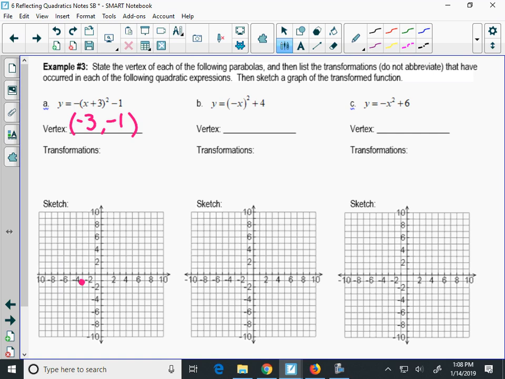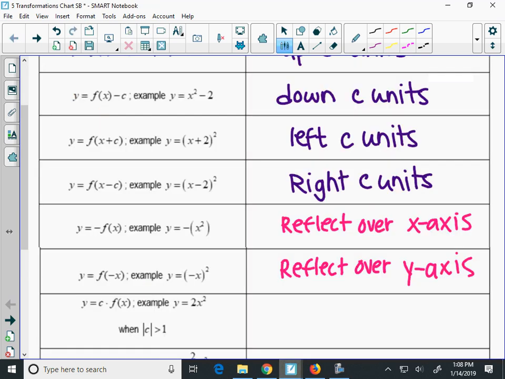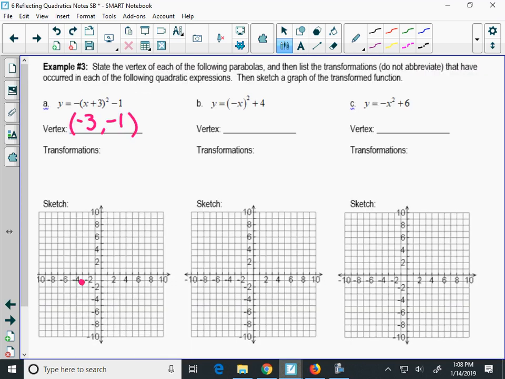Let's start. When we list transformations, I like to start on the left and hit every number and sign as we go to the right. So the first thing I see when I look here is a negative out in front of everything. What transformation does that look like from your chart when the negative is in front? Reflect over the x. So that's the first thing that happened to this graph, is we're going to reflect over the x-axis.